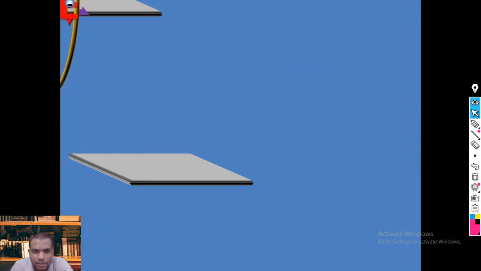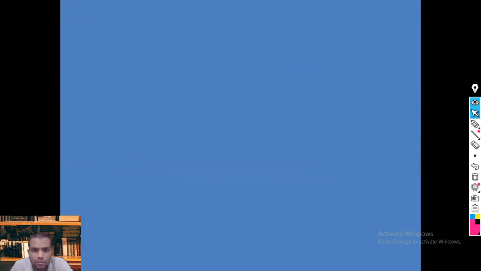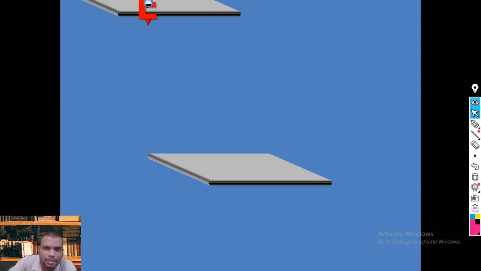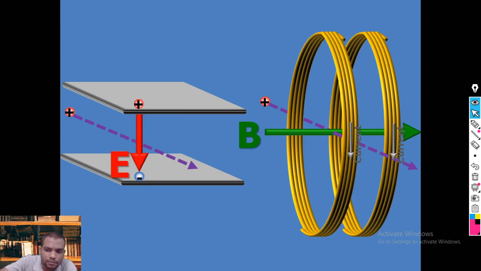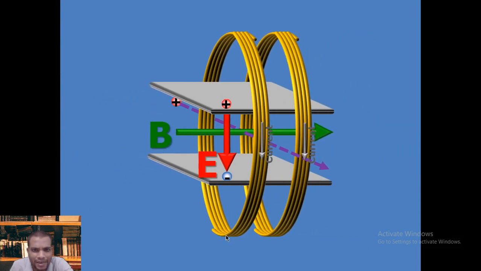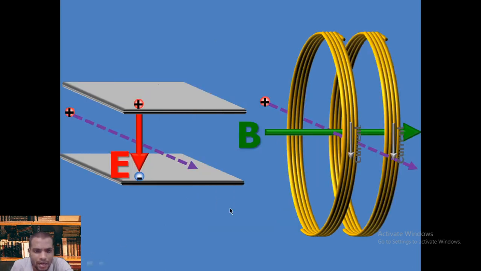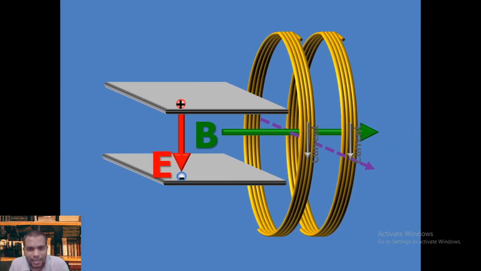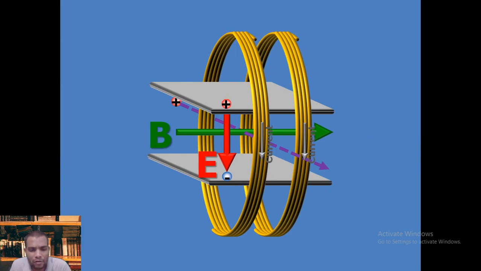Now what happens if I combine these two? If we combine the electric field and magnetic field, if you place the electric field exactly perpendicular to the magnetic field, it is something like this. Let me show how this electric field is perpendicular to the magnetic field. It means we need to place them in such a way that these two fields are crossed.